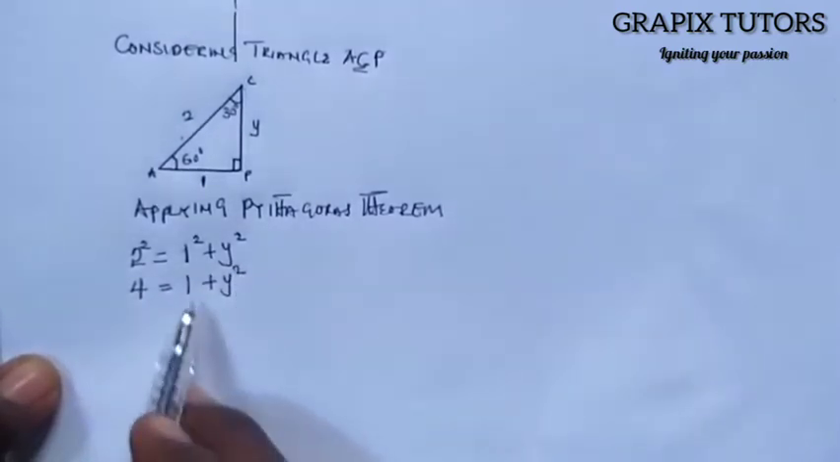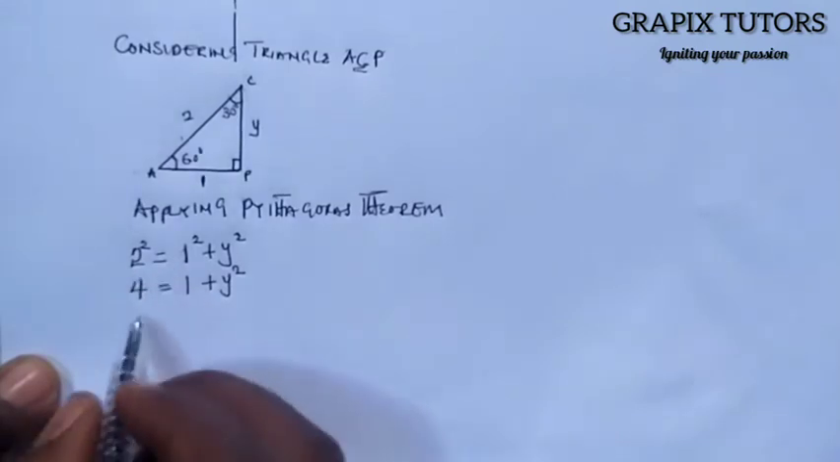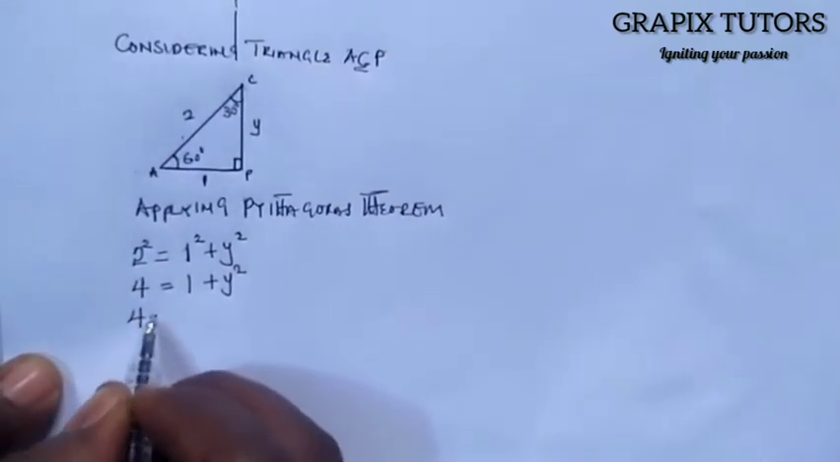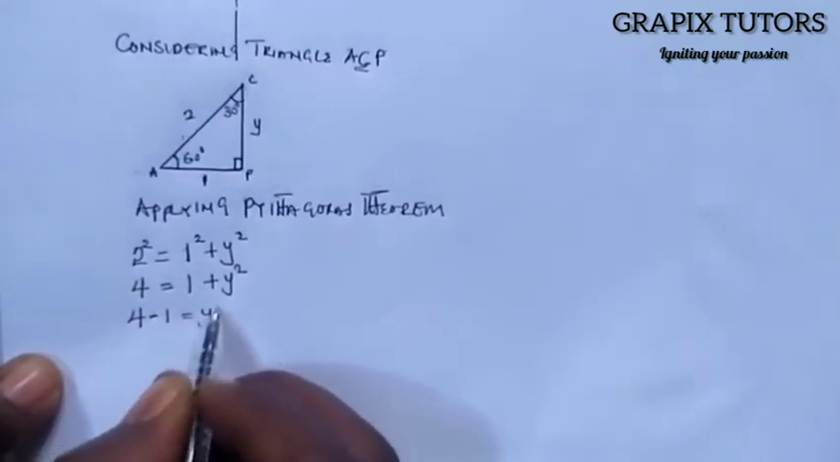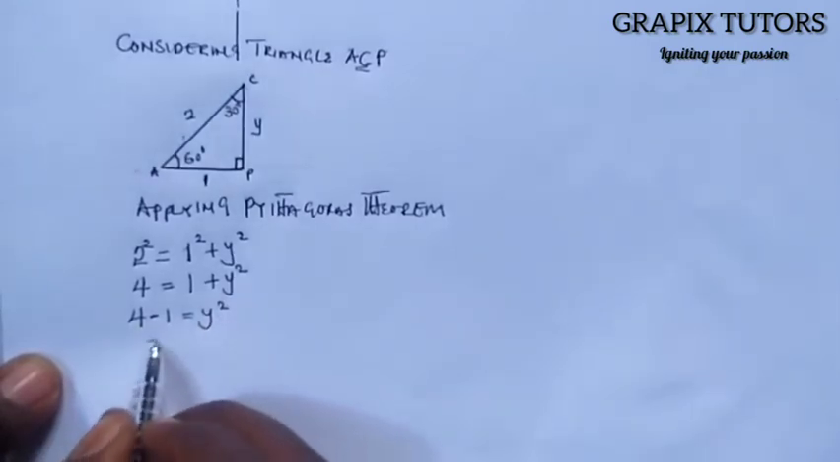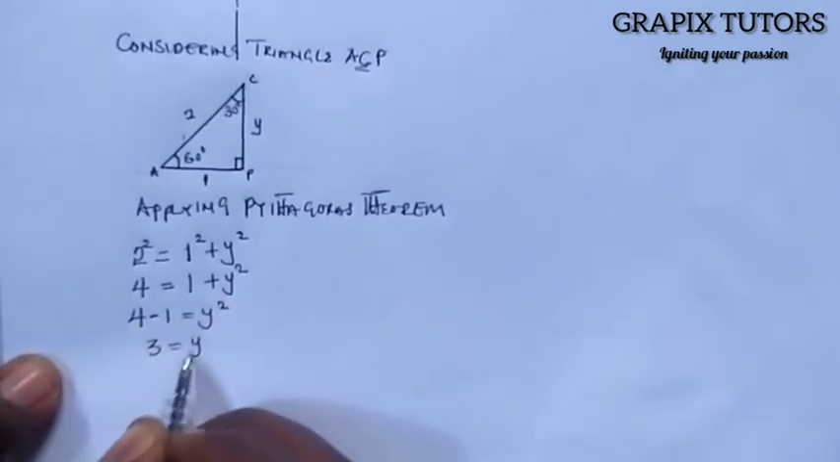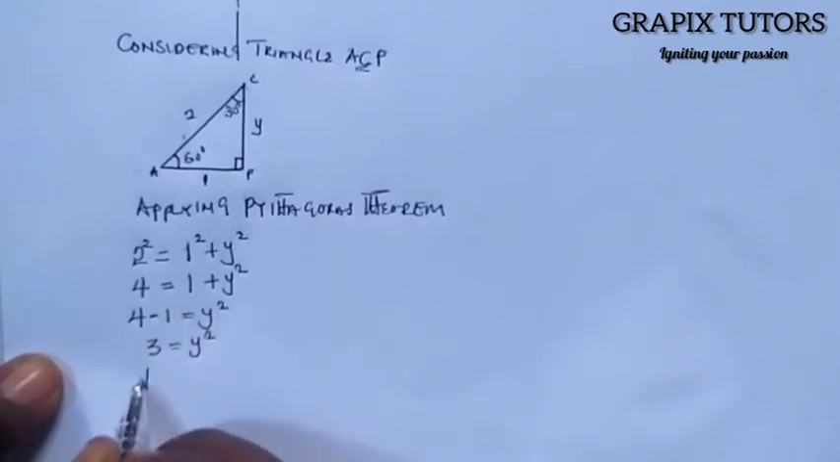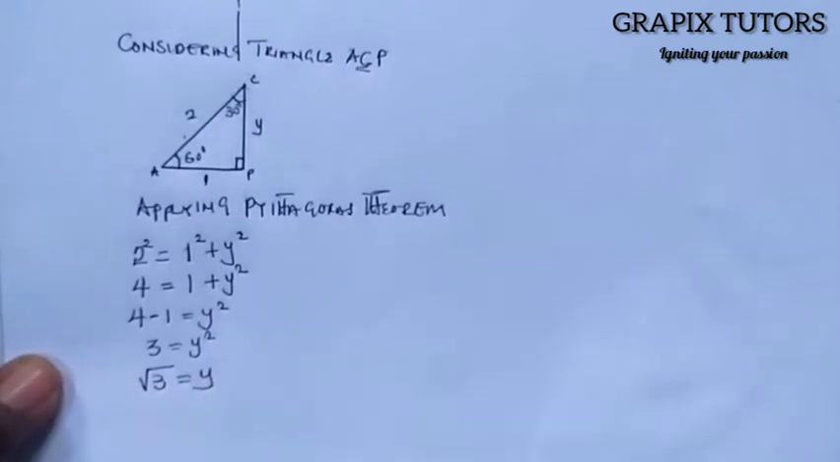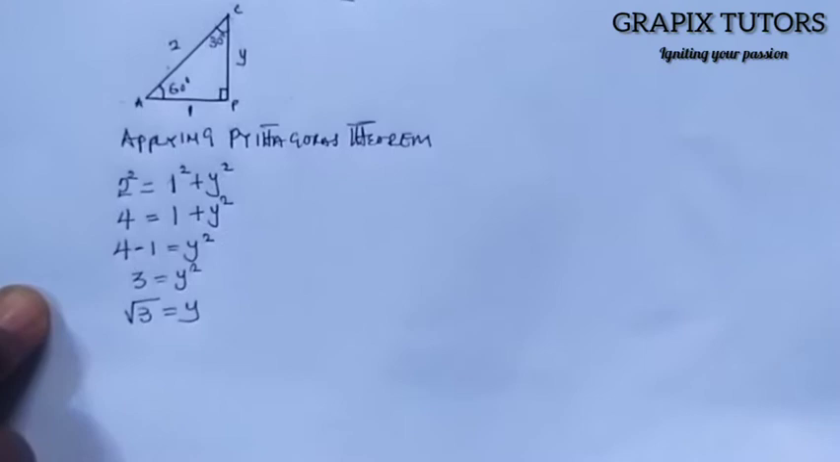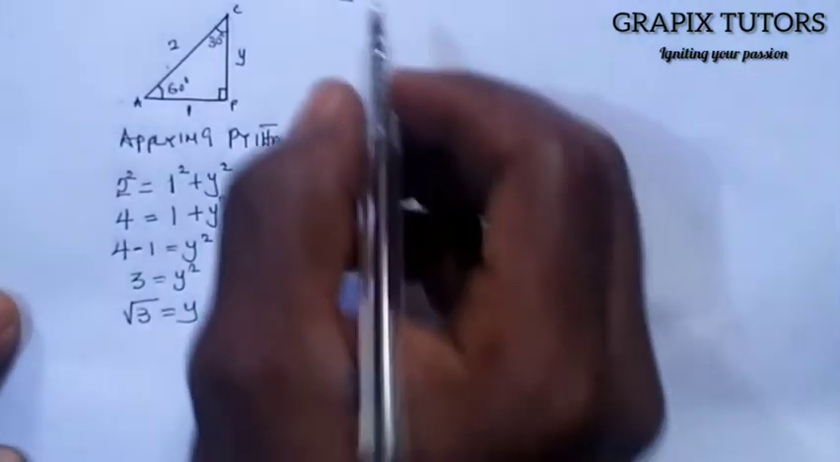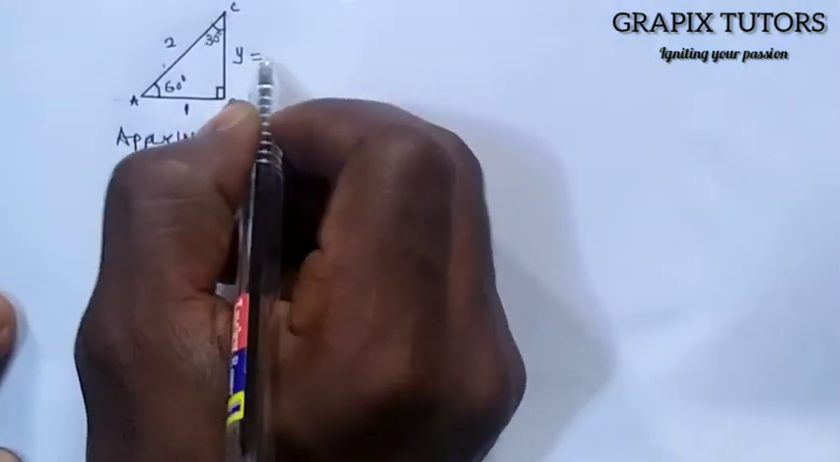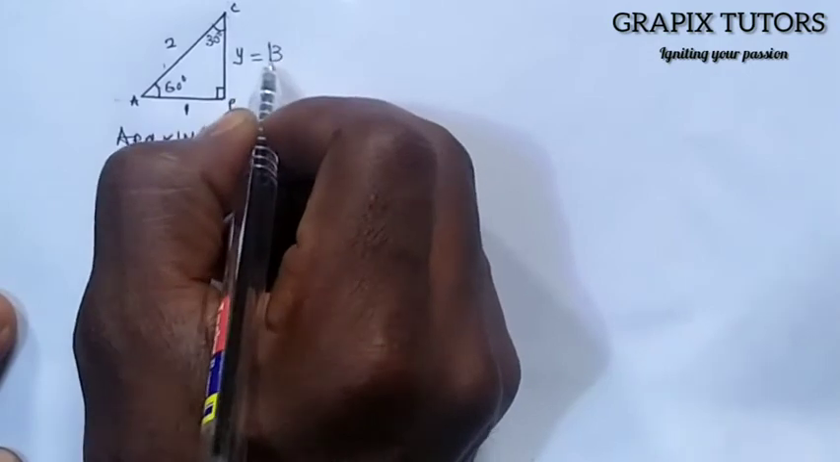Y square. If I take my 1 to this side, I'll be having 4 minus 1. And that will become what? Y square. And 4 minus 1 will give us 3, which is equal to what? Y square. So when my square is coming to this side, it will become a square root. So we'll be having y is equal to what? The square root of what? 3. Are we good? So what we simply do here is this. We already know that our y now equals the root of 3.